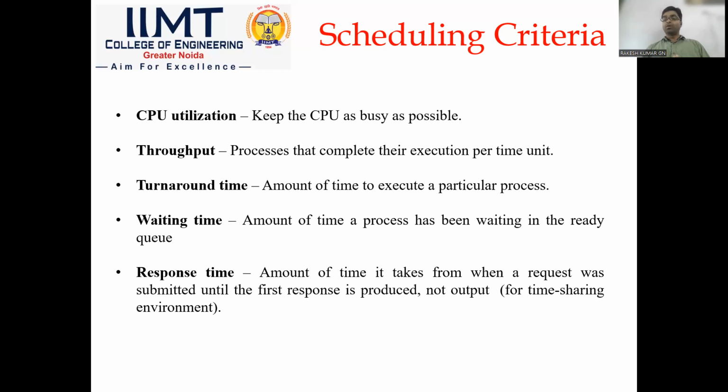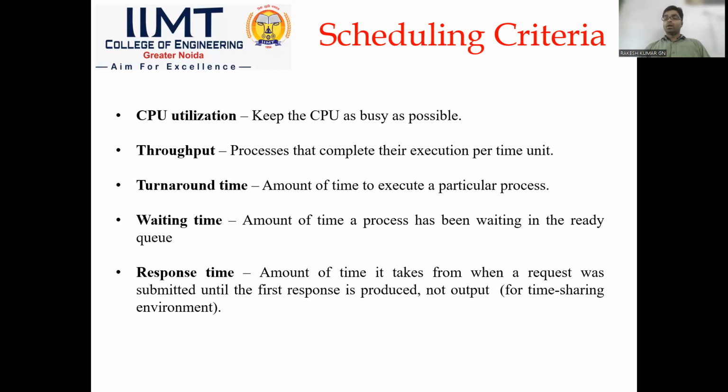the amount of time at which that process gets completed in the running state. And the fourth one is waiting time, the amount of time a process has been waiting in the ready queue. The ready queue means the place where a number of processes reside, waiting for the CPU.